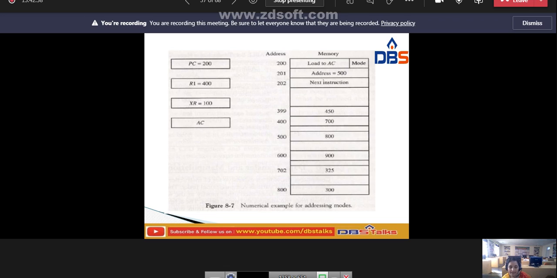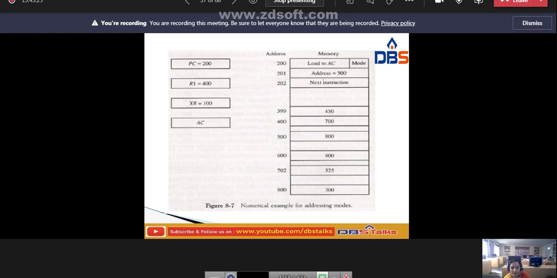So, in the direct address mode, the effective address is the address part of the instruction, 500. The instruction address is 500. So, in the direct address mode, the effective address is 500, and the operand to be loaded into the accumulator is 500. So, accumulator load 500.